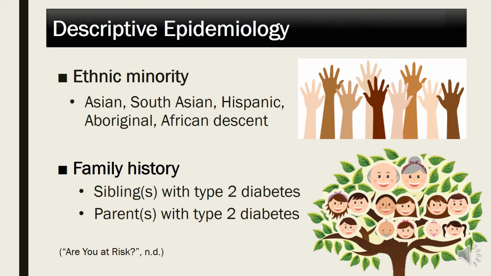Some other characteristics that can increase a person's chance of developing type 2 diabetes, according to the Diabetes Canada website, are ethnicity and family history. So ethnic minorities are more likely than the general Canadian population to develop type 2 diabetes. These include people who are of Asian, South Asian, Hispanic, Aboriginal, or African descent. In terms of family history, people who have a close family member, such as a parent or a sibling, with type 2 diabetes also have a greater chance of developing this disease.